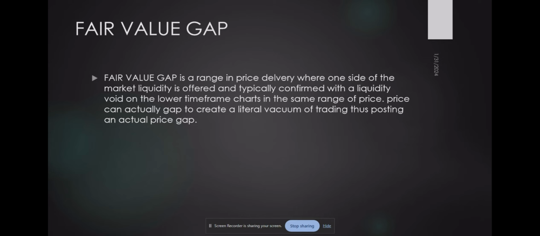So I'll take that again because it might seem like I confused you. Fair value gap is a range in price delivery where one side of the market liquidity is offered and typically confirmed with a liquidity void on the lower time frame charts. In the same range of price, price can actually gap to create a literal vacuum of trading, thus posting an actual price gap.